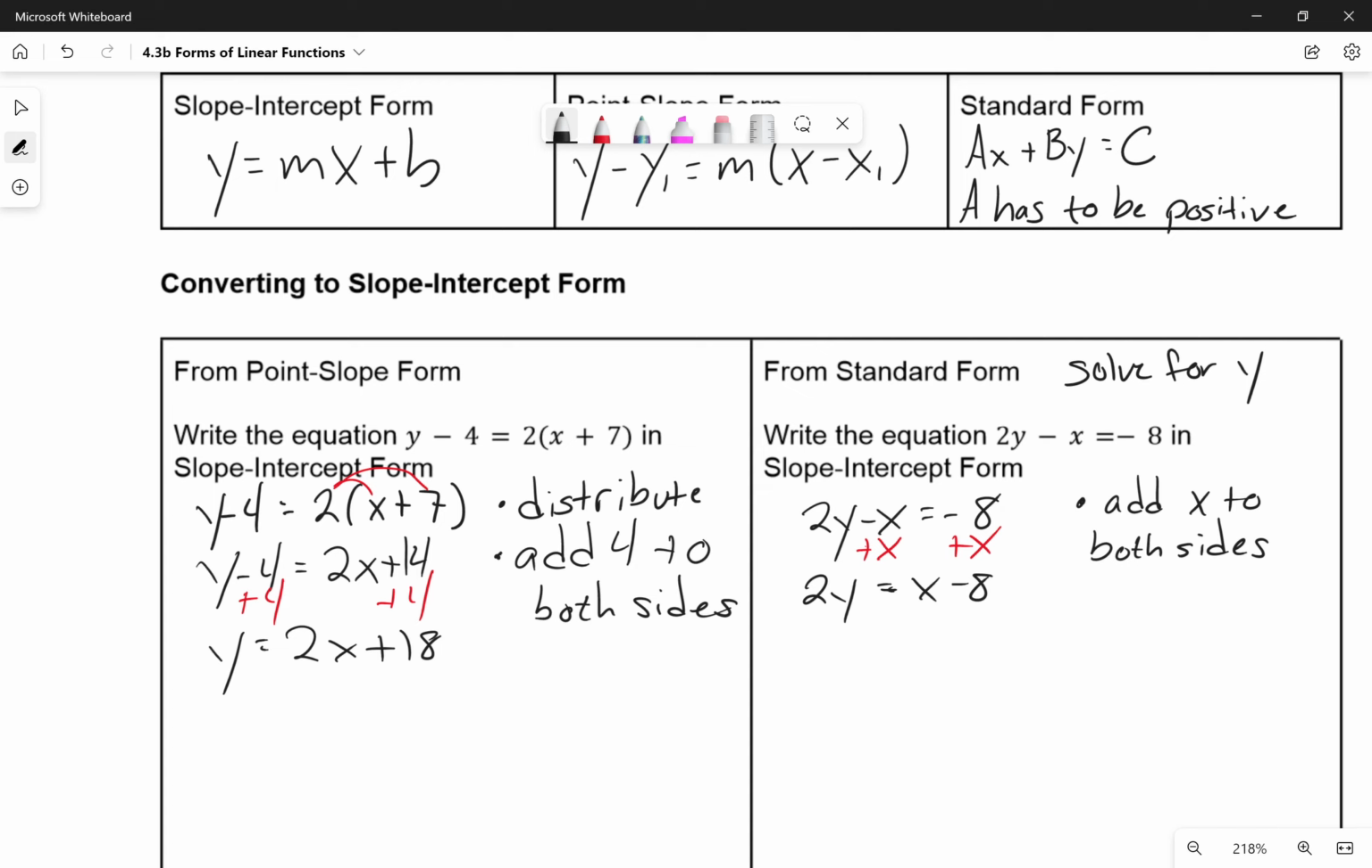So we're now solving for y still. We want to get y by itself. Well, I see that it has a coefficient of 2. This means we need to divide everything by 2.